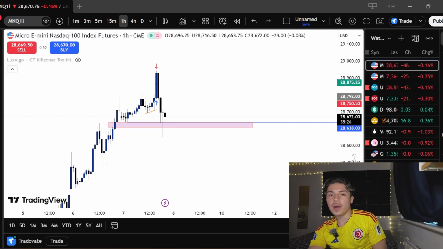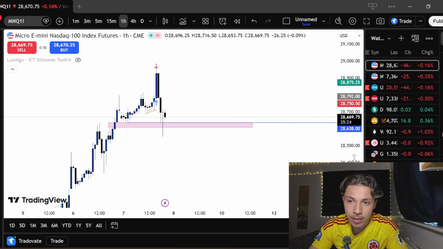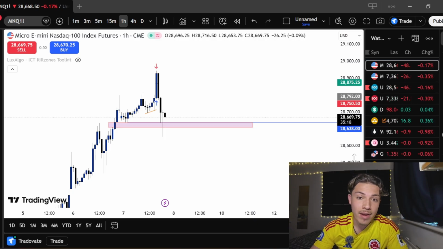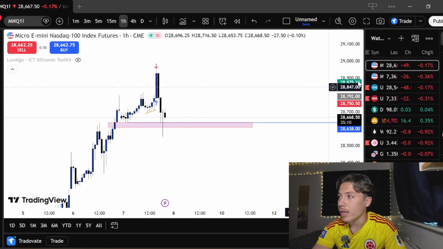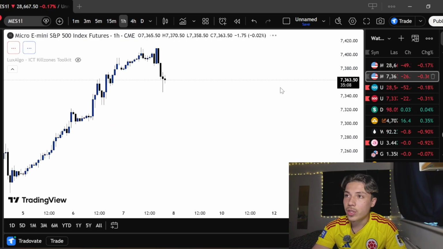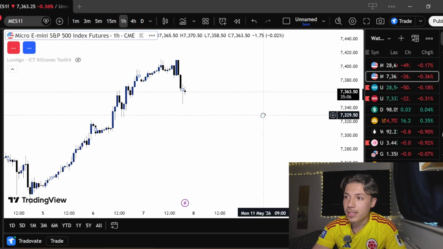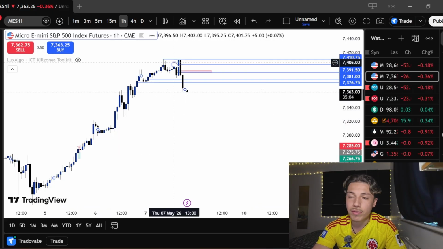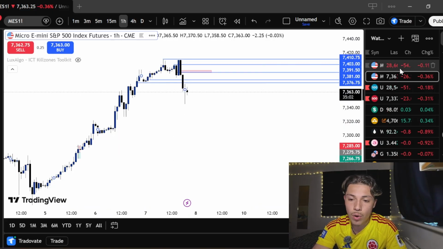Now, one thing about trading that you need to understand if you want to see consistent results is the trend is your friend. You need to follow the trend. Now, the daily time frame, same thing, extremely bullish. The 4-hour time frame, same thing, extremely bullish. The hourly time frame, as you can see, higher and higher and higher. And by the way, this goes for both the Nasdaq and the S&P 500. As you can see, the S&P 500 flying as well.